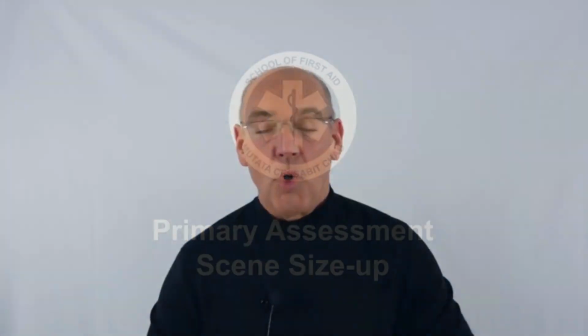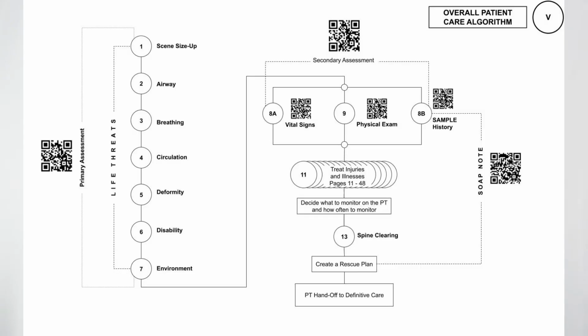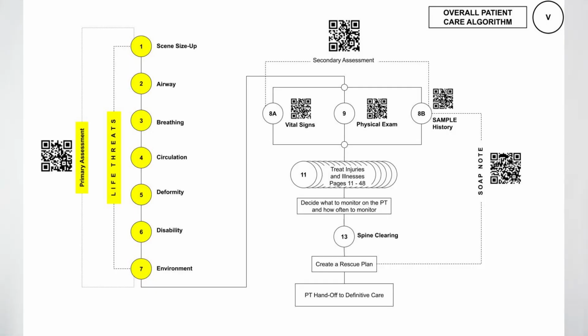In this section, we're going to talk about the primary assessment. The primary assessment is the first thing we want to do when we come up on a patient, treat their medical emergencies. The primary assessment is all about identifying life threats and treating those life threats immediately. Life threats are all the things that could kill a patient within the first 5 minutes.